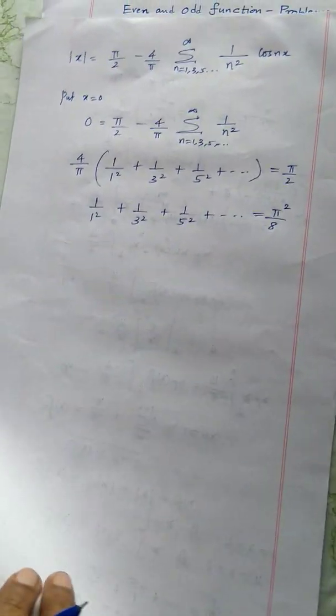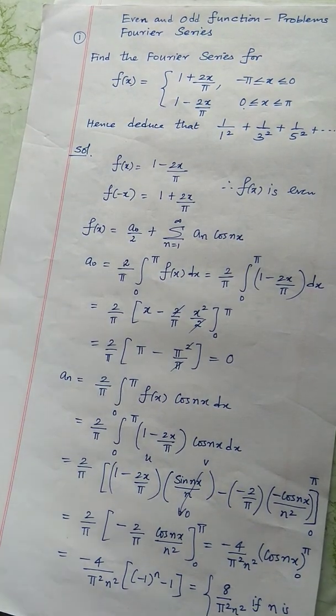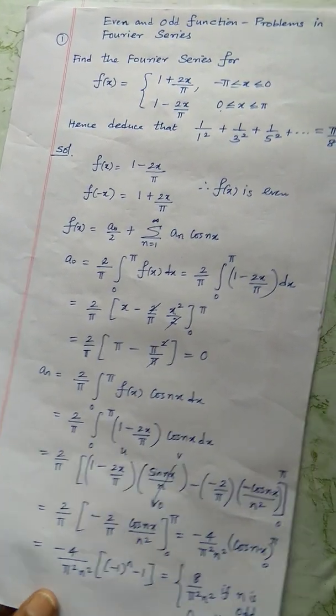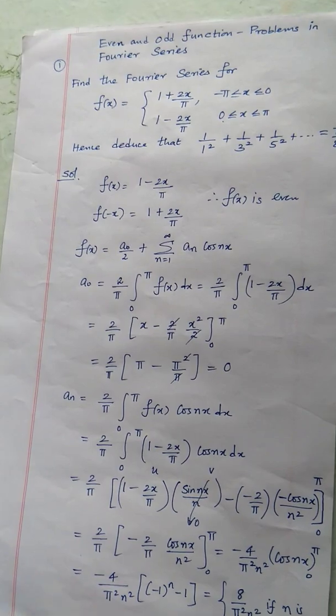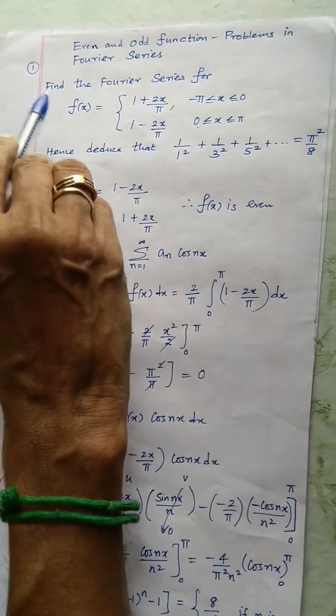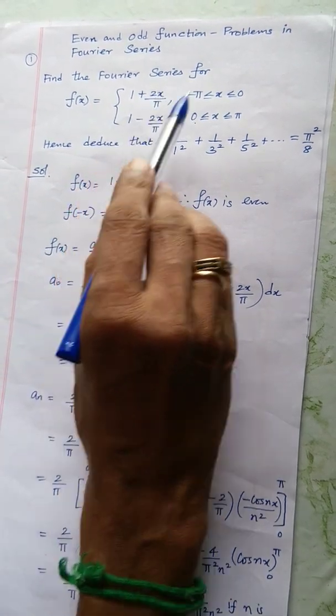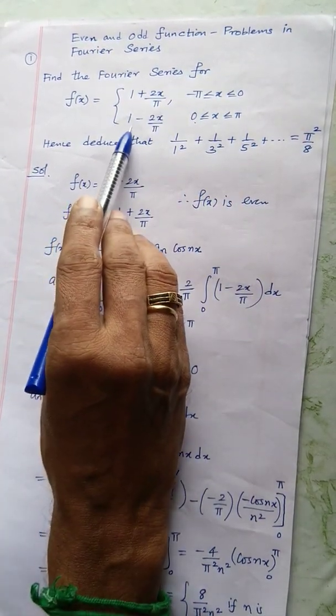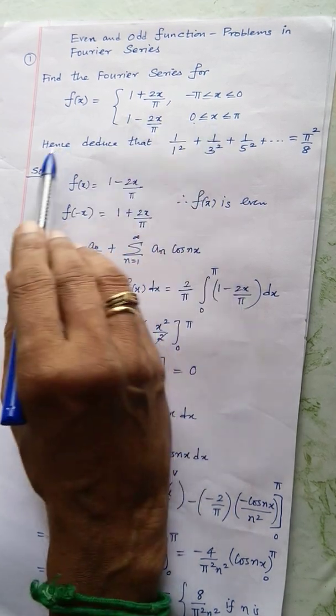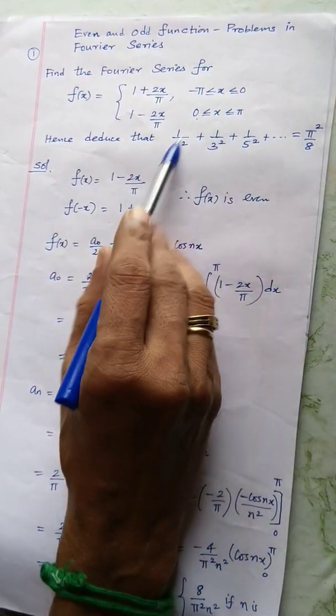Yes. We'll do one more problem to gain some knowledge about even and odd function, how to apply. It's a very standard problem. Find the Fourier series for f of x equal to 1 plus 2x by pi from minus pi to 0, and 1 minus 2x by pi from 0 to pi. Hence deduce that this numerical series.